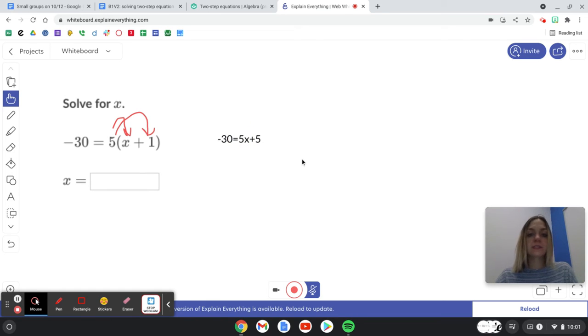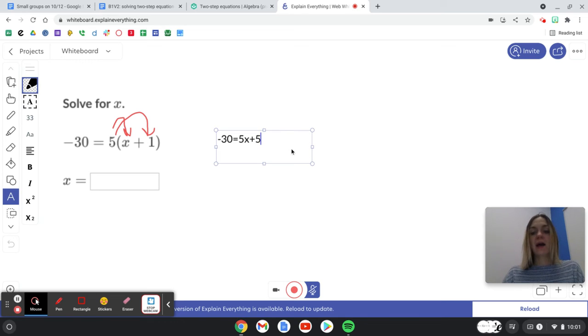And now my goal is to get x by itself, just like it was yesterday. So if I'm trying to get x by itself, I know the very first thing I have to do is get rid of this plus 5. I'm kind of working from the outside and getting closer to the x. So if I have x plus 5, I know that I have to subtract 5 because subtraction is the opposite of addition. And I'm going to do that from both sides of my equation. So now I have negative 30 minus 5.